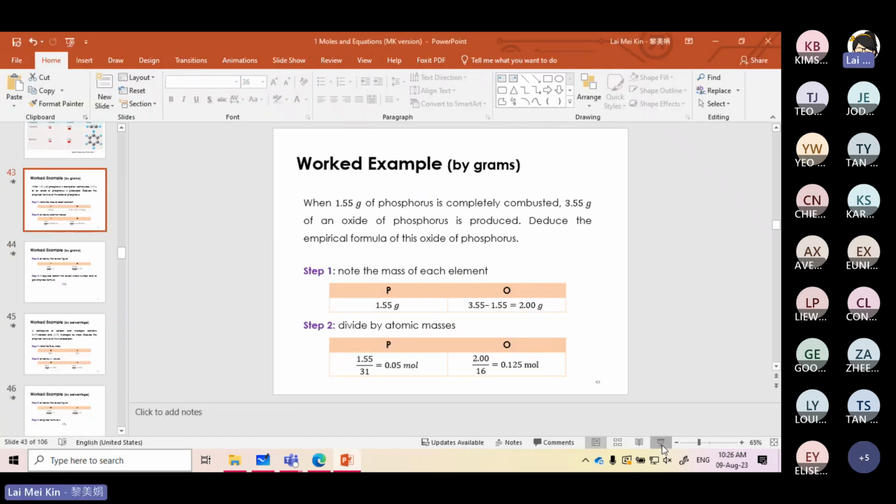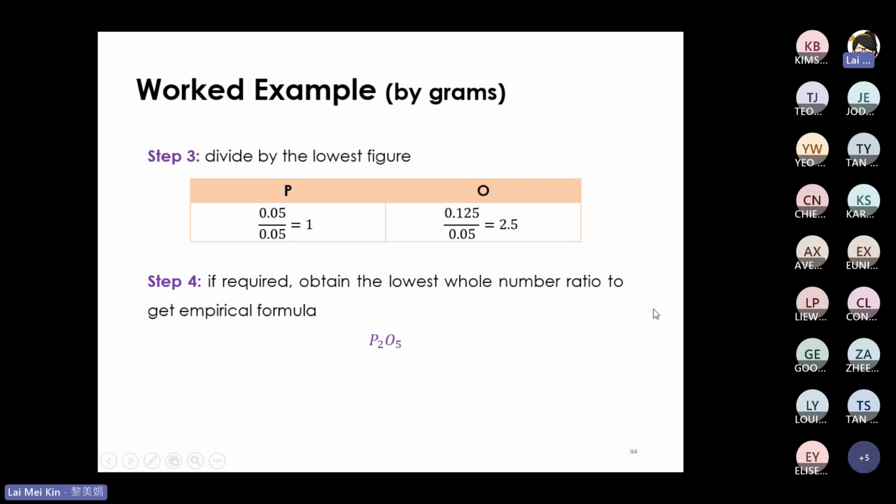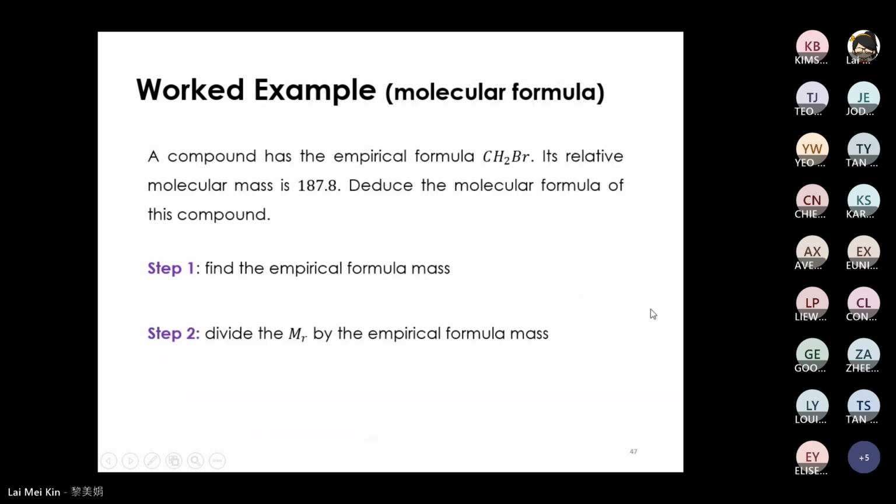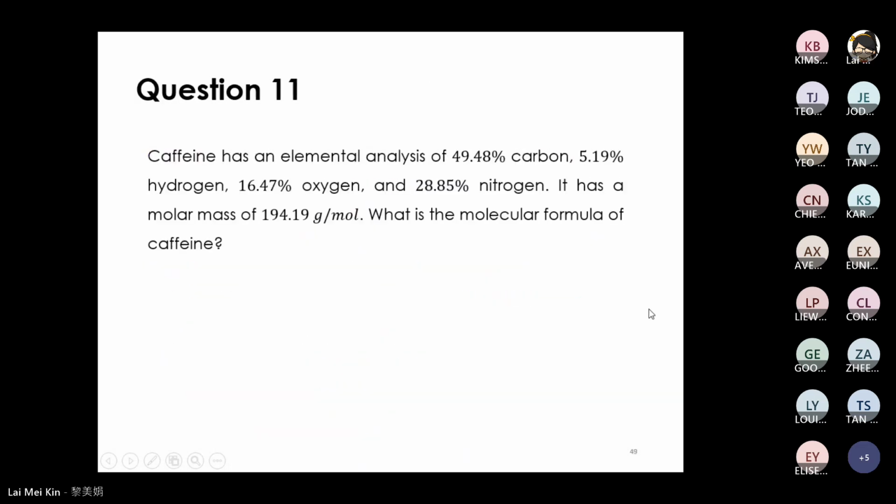I think there is one example. Can you guys try question 11? If you have gotten the answer for question 11, you can raise up your hand. So at least I know if around half of the class has gotten the answer, then I can start the discussion.